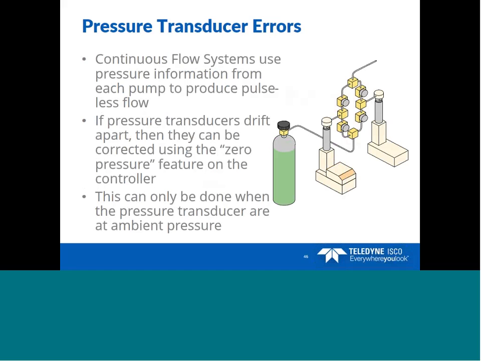Errors in pressure transducer calibration can also cause the system to stop. Continuous flow systems use the pressure information for each pump to produce the pulseless flow. If the pressure transducers drift apart, they can be corrected by using the zero pressure feature on the controller. Note this feature can only be used when the pressure transducers are at ambient pressure. Otherwise, you may introduce an error into the pressure reading.